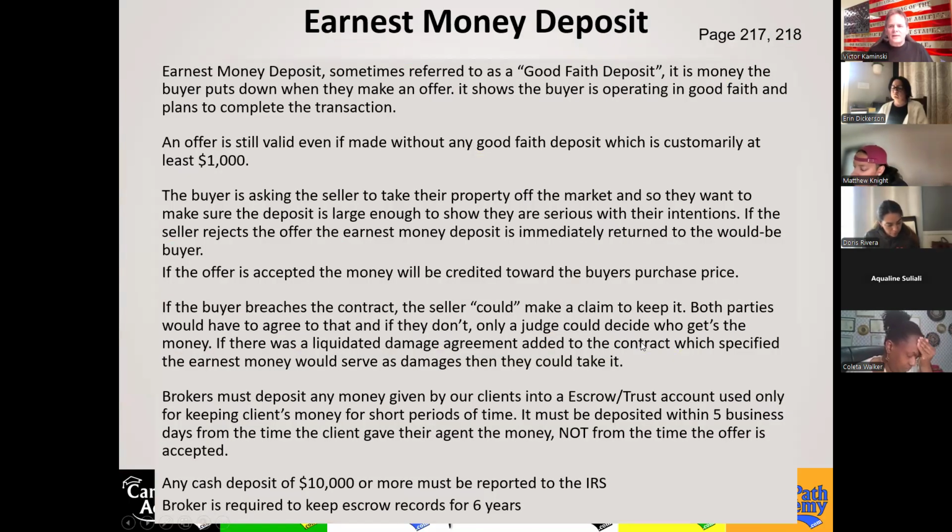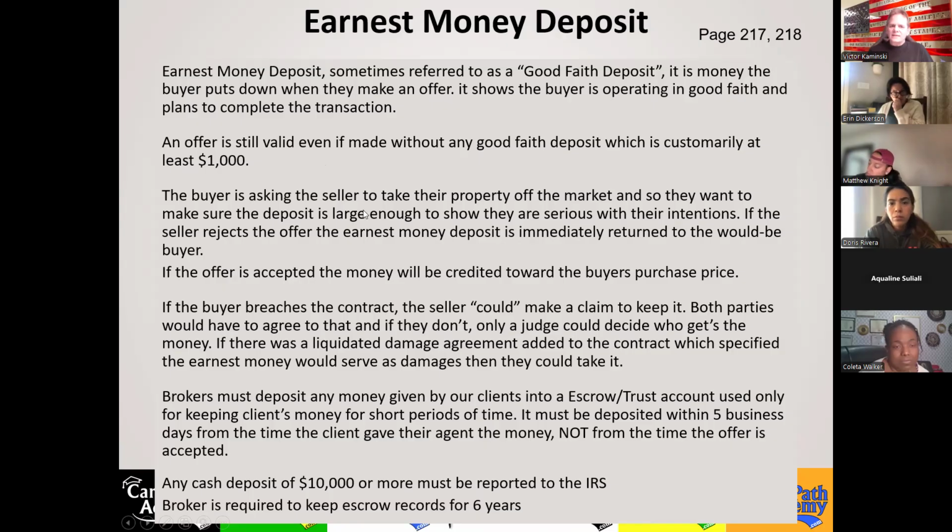Okay, so here I've got my little write-up on my slide about earnest money deposits, that earnest money deposits are sometimes referred to as good faith deposits. It's the money the buyer puts down when making an offer. It shows the buyer is operating in good faith and plans to complete the transaction. An offer is still valid even if made without any good faith deposit, which is customarily at least a minimum of $1,000.